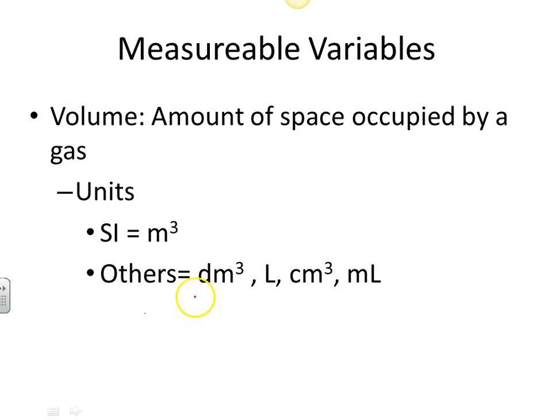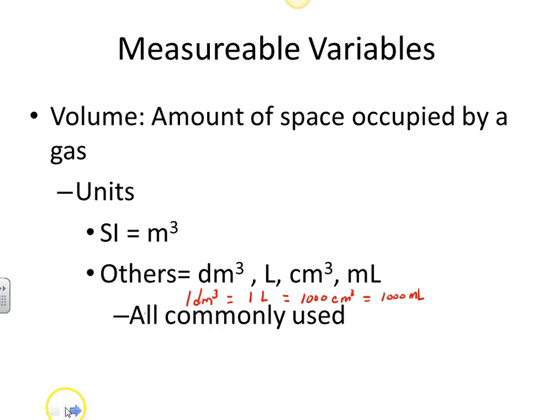You need to be able to convert between these, and just to review the conversion factor that I gave you earlier in the semester, 1 decimeter cubed is equivalent to 1 liter, which is equivalent to 1,000 cubic centimeters, which is equivalent to 1,000 milliliters. Looking at this conversion factor, we can say that centimeters cubed are equivalent to milliliters, and decimeters cubed are equivalent to liters. All of these are commonly used, and it's important as you solve problems to check the units to make sure that you're using the appropriate one for the problem.